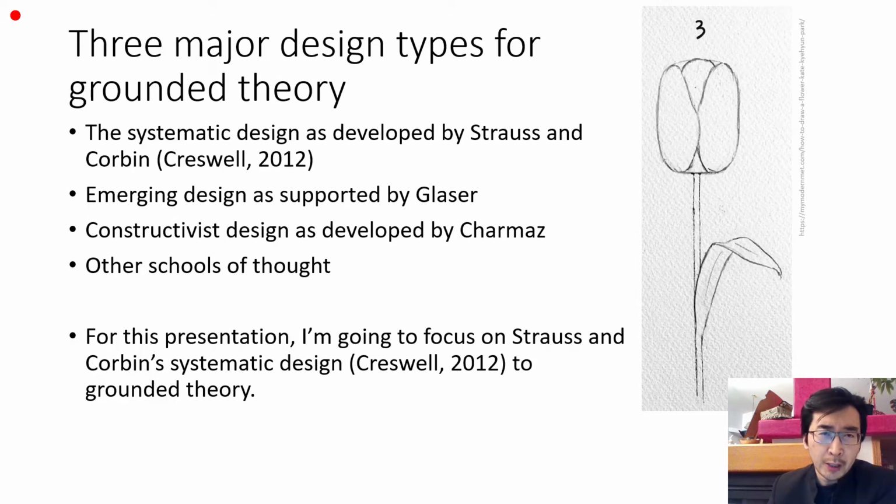So because there's three different researchers, there's also three major design types for grounded theory: the systematic design developed by Strauss and Corbin, the emergent design as supported by Glaser, and the constructivist design as proposed by Charmaz. For the purposes of this presentation, I'm going to focus on Strauss and Corbin's systematic design to grounded theory. I just find it clearly laid out and it fits my context.